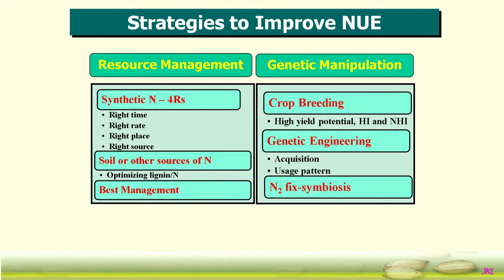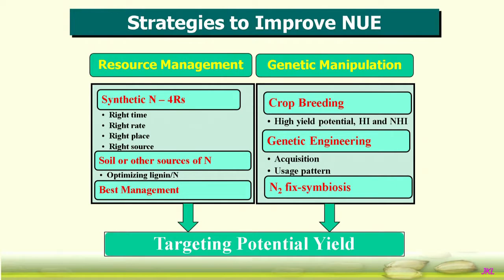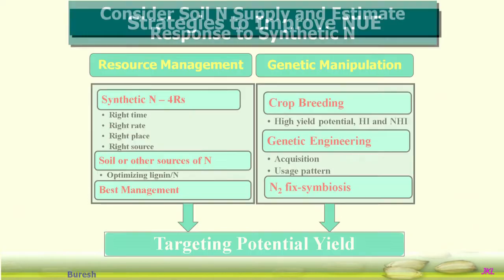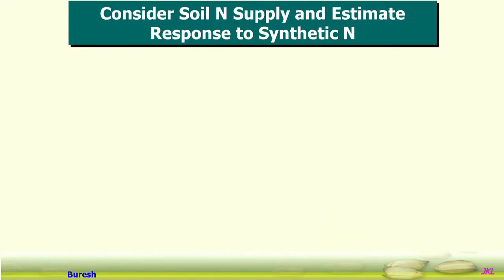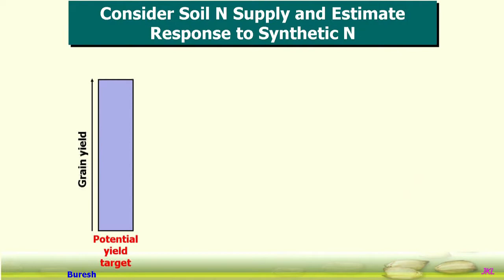Genetic engineering also, there are many efforts recently to improve acquisition as well as remobilization efficiency. And then a whole area of nitrogen fixation. Can we put nitrogen fixation similar to legumes in rice, wheat, or maize? But the very important thing is to target high, potential yield. And that you can do with good agronomy. Once you do that, you will see that your efficiency will be high. And consider soil nitrogen supply, very important.